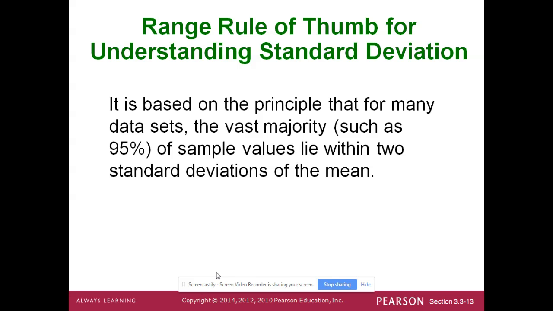Here's a range rule of thumb. This is an important thing here. The vast majority of your data, something like 95%, that's vast majority, right? 5% losing, that's not a big deal. The vast majority of the sample values lie within 2 standard deviations of the mean. That means the mean is here in the middle, and then here's one standard deviation, here's the second standard deviation. But it could go the other direction.